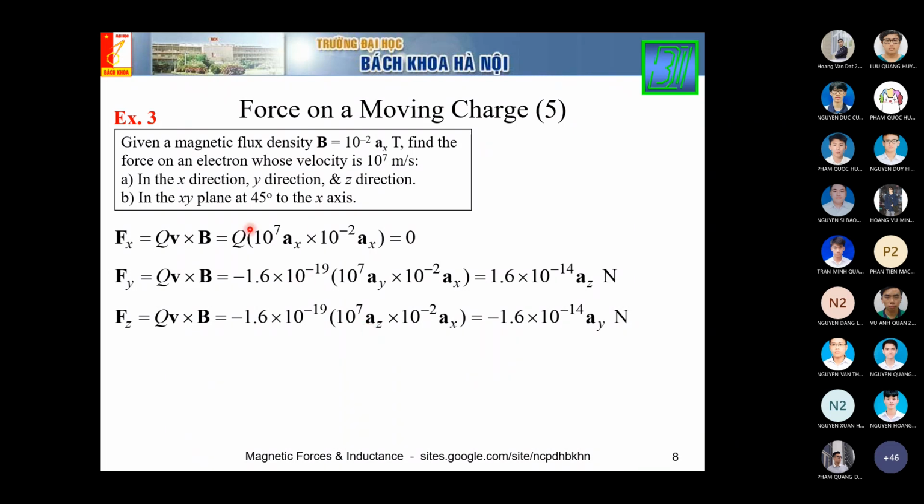For question B, I think you have to draw a figure like this. The charge is moving in the xy plane, alongside the direction having an angle of 45 degrees to the x-axis. Then we have to find the expression of v. Please notice that the length of this vector is 10 to the power 7. So we can project this one onto the x-axis and onto the y-axis, and we have this.